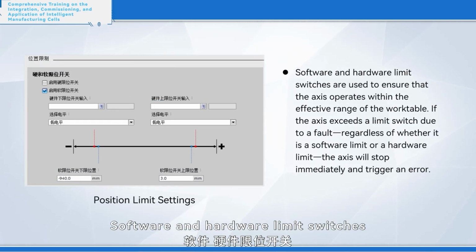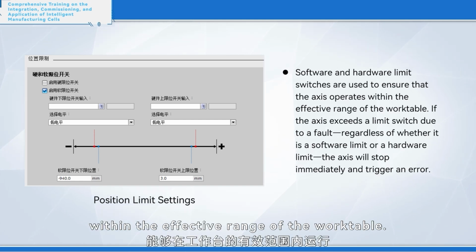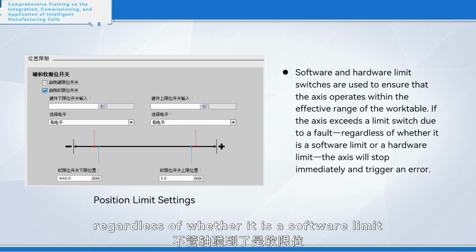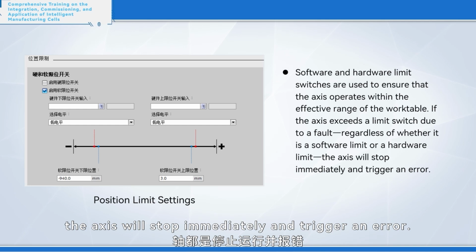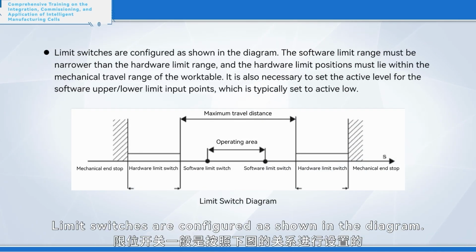Software and hardware limit switches are used to ensure that the axis operates within the effective range of the work table. If the axis exceeds a limit switch due to a fault, regardless of whether it is a software limit or a hardware limit, the axis will stop immediately and trigger an error. Limit switches are configured as shown in the diagram.